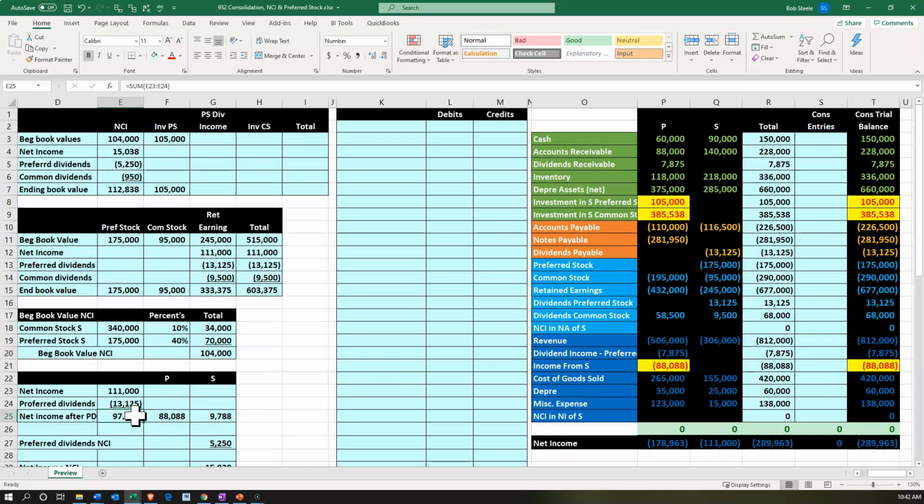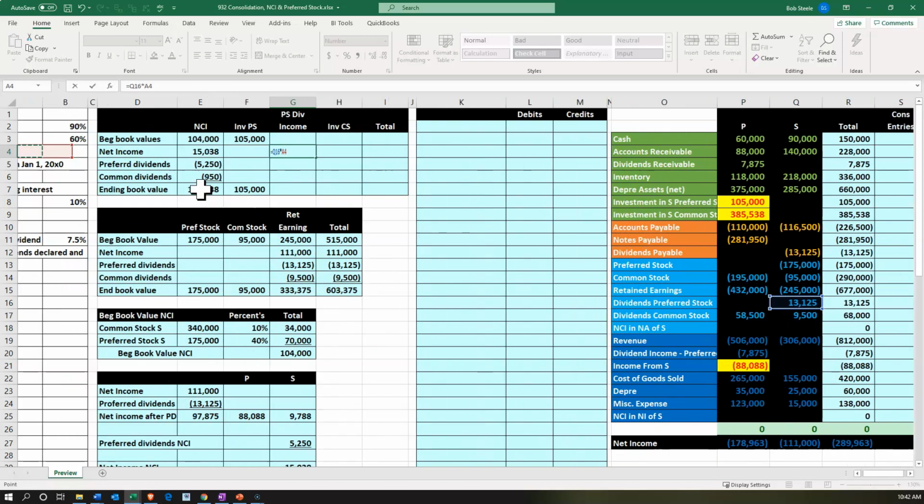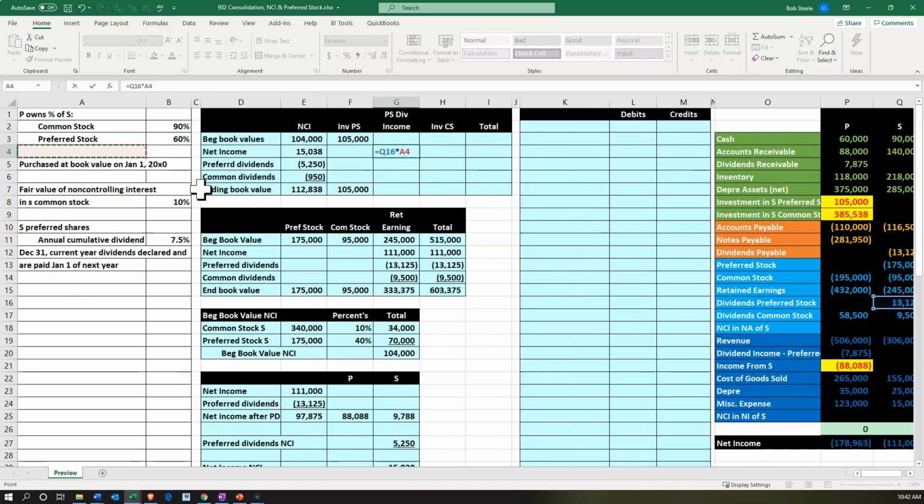So we're going to do a similar netting process in this column. We're going to say this number needs to go off, and we're going to basically net that out into the net income column. So for the net income, I'm going to calculate it this way. I'm going to be picking up the preferred dividends and then taking the portion that is P's, that being 60%.